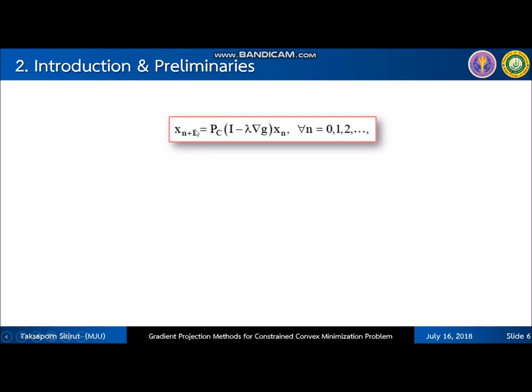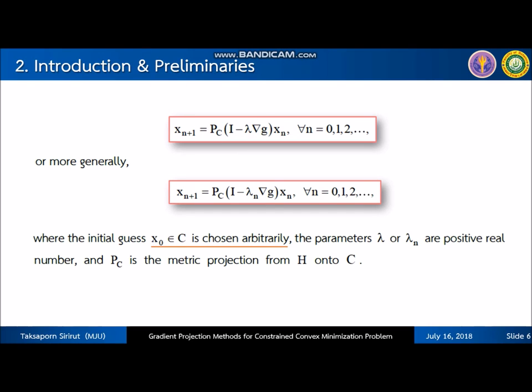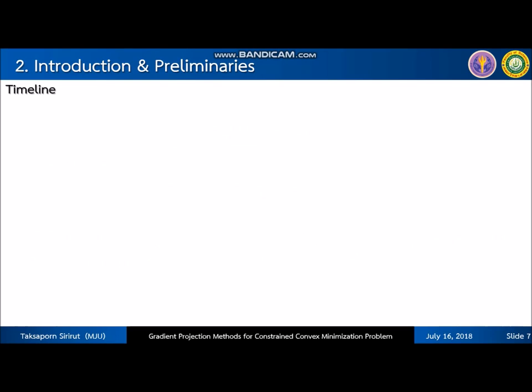That is, x(n+1) equals the composite function of PC and I minus lambda gradient of function g, at xn, for all non-negative integers n. Or more generally, we change lambda to lambda n, where x0 in C is chosen arbitrarily. The parameters lambda or lambda n are positive real numbers, and PC is the metric projection from H onto C. Next, I will show the timeline of my topic.